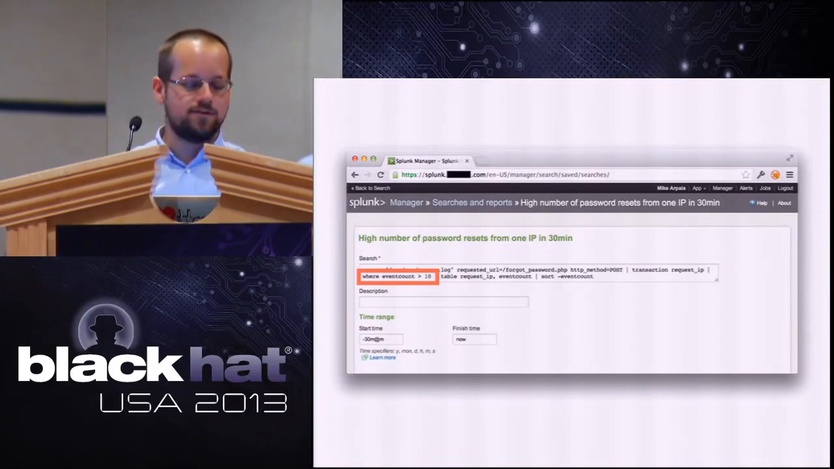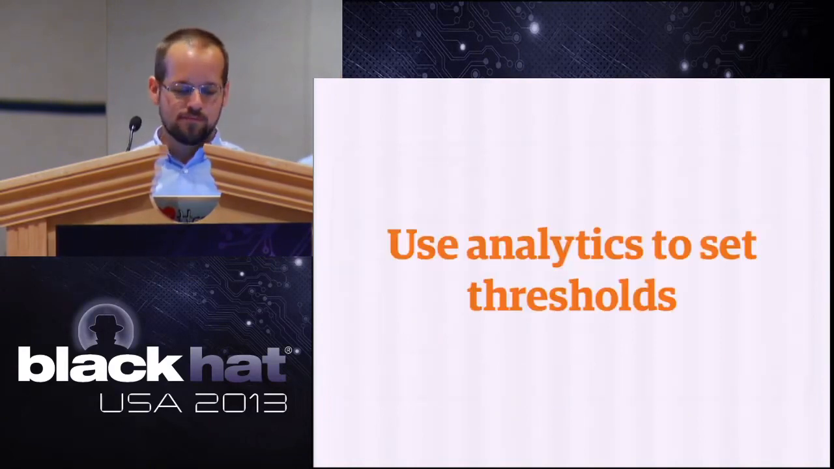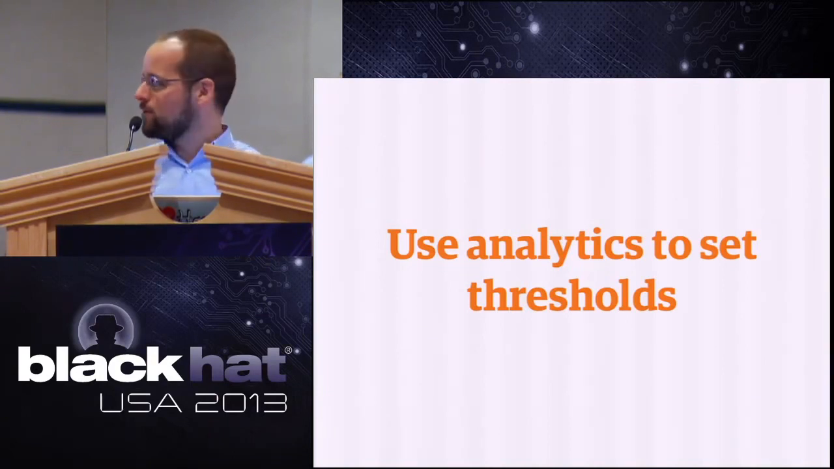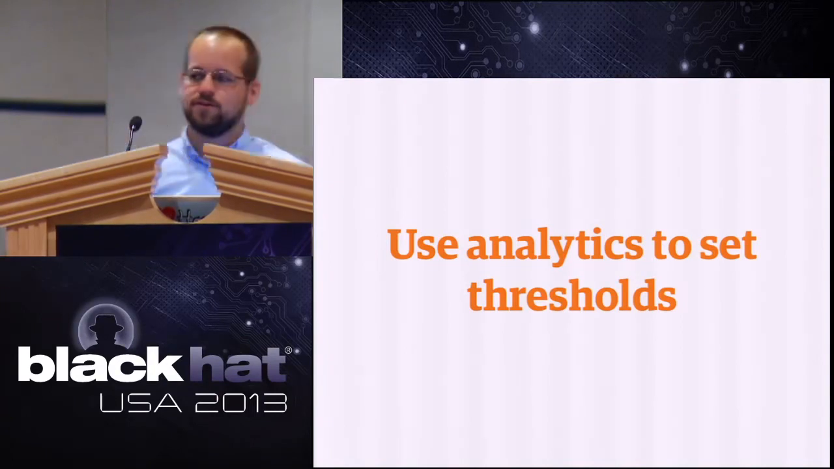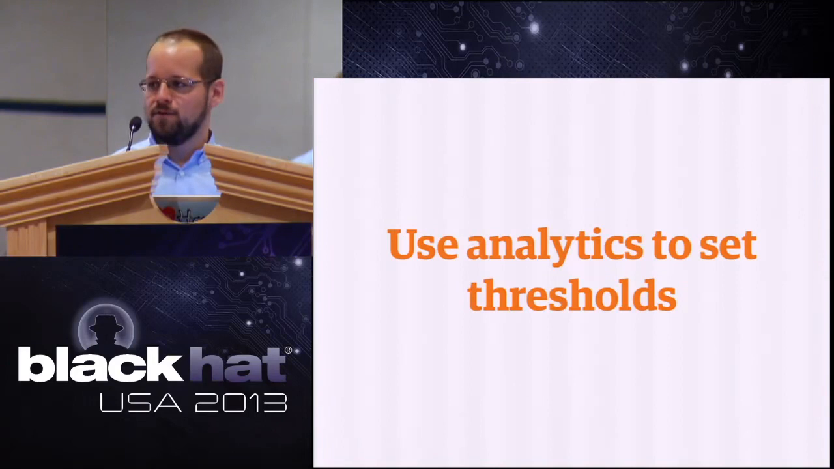Now, where big data comes in for this one is we can use analytics to find that threshold. So if we went back to the previous slide, the number in there was 10. Why isn't it 5? Why isn't it 15? Where do we get that number from? Well, originally, it was just us basically kind of changing that number by hand.